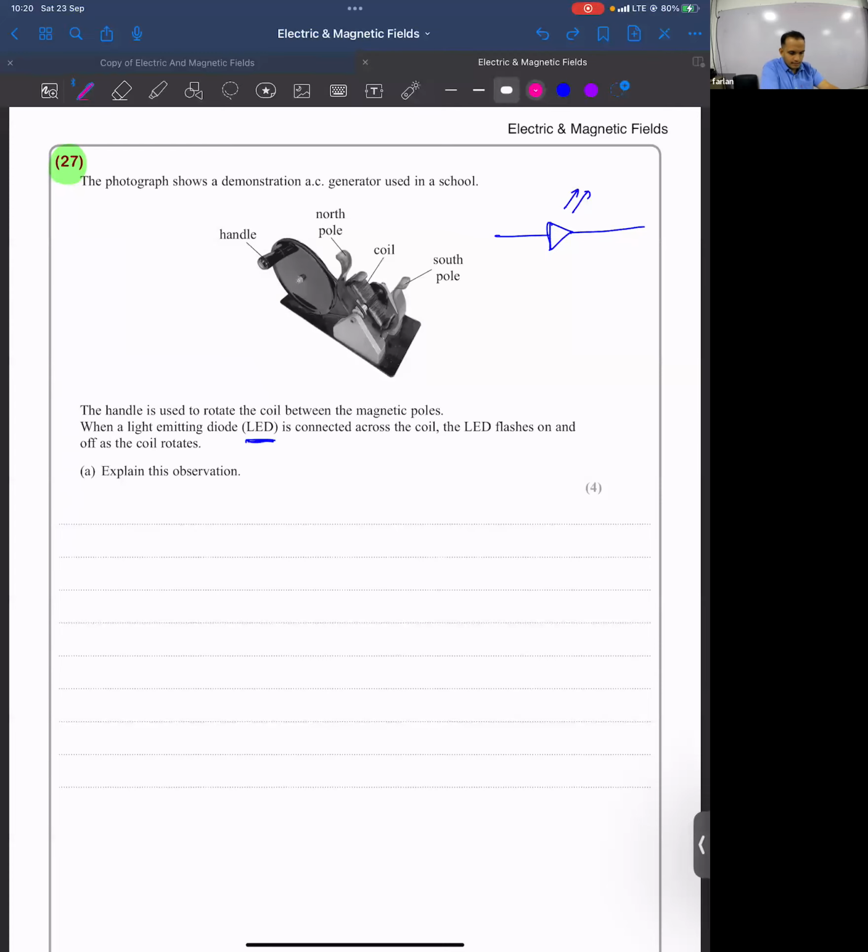So you're rotating the handle, turning the handle. The coil is rotating, and there's a north pole and a south pole. So guys, when the coil is turning, it cuts the magnetic field between the north pole and the south pole. There will be an EMF induced, and that EMF induced will be an alternating EMF. When it keeps turning, the current which is passing through the LED will be an alternating current.